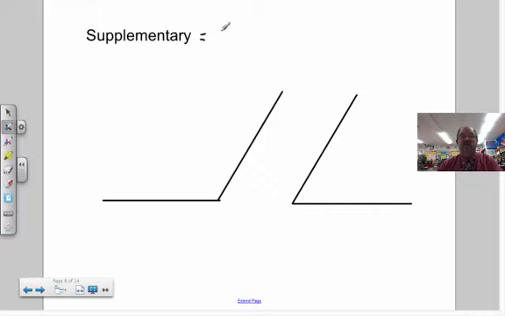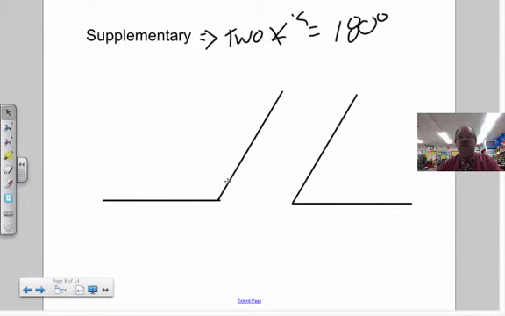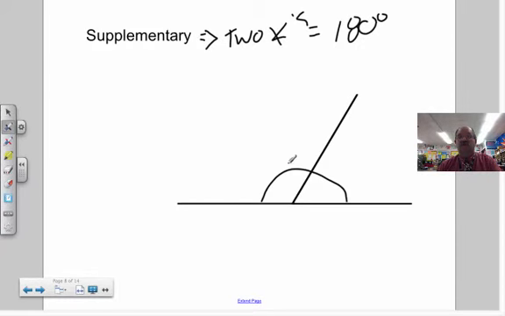Supplementary angles, they're two angles that equal 180 degrees. So if I were to take these and pop them right next to each other, which I might do, I would get myself a straight angle if I looked right along there. 180 degrees. If this is 60, that'd be 120, something along those lines.